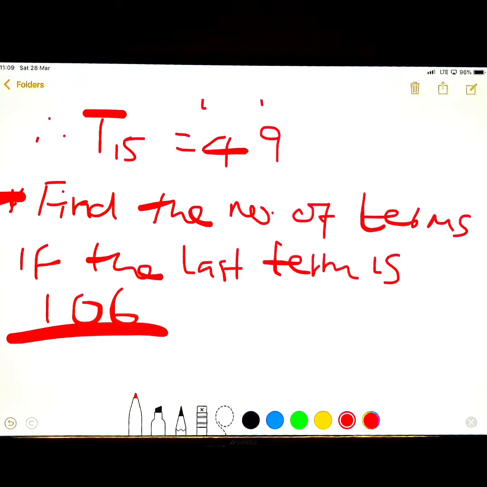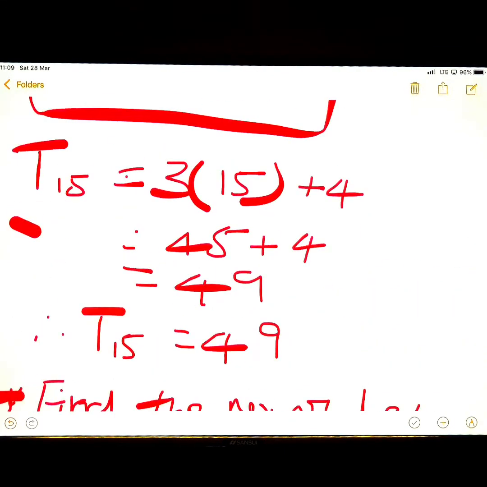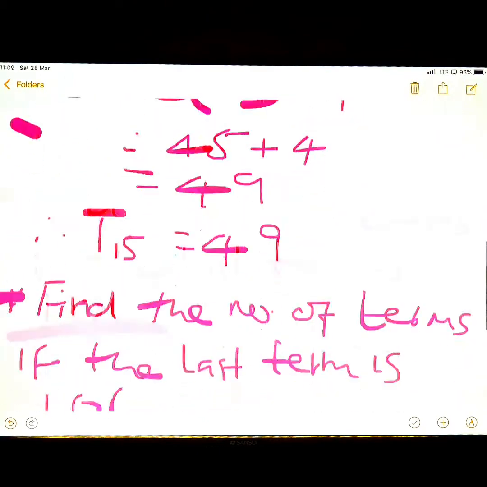So we're going to go back to the general formula. You see the general formula here. So we're going to go back to the general formula.